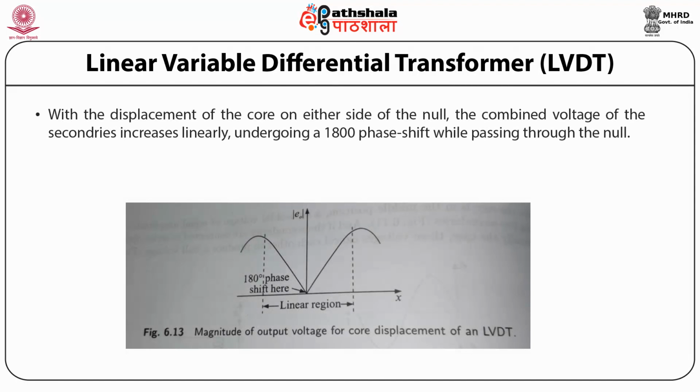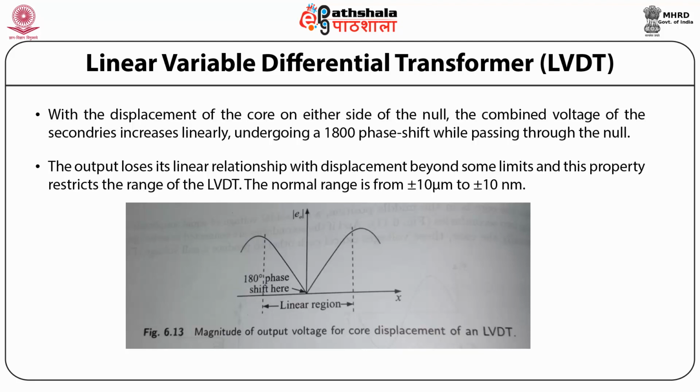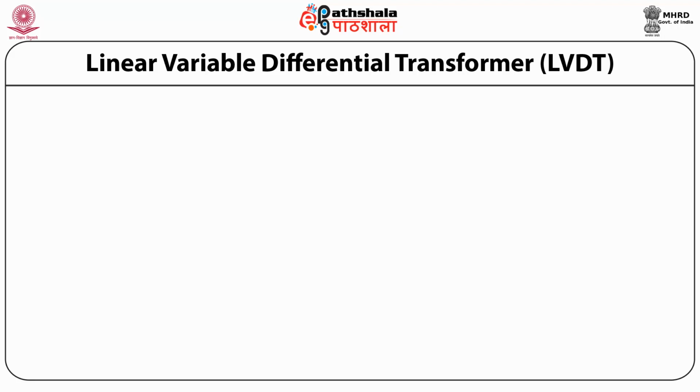So students, with the displacement of the core on either side of the null, the combined voltage of the secondaries increases linearly, undergoing a 180-degree phase shift while passing through the null. The output loses its linear relationship with the displacement beyond certain limits, and this property restricts the range of the LVDT. Normally the range is from plus minus 10 micron to plus minus 10 nanometer. Let us now discuss the circuit analysis of the LVDT.